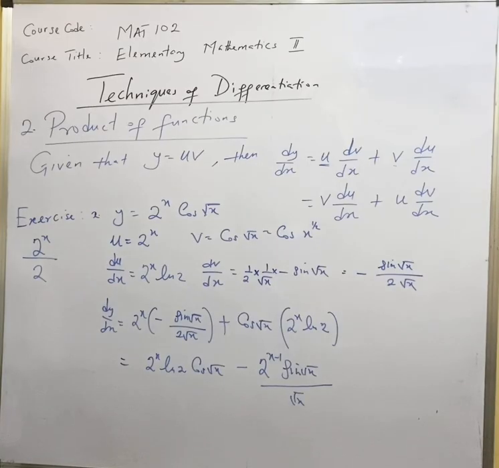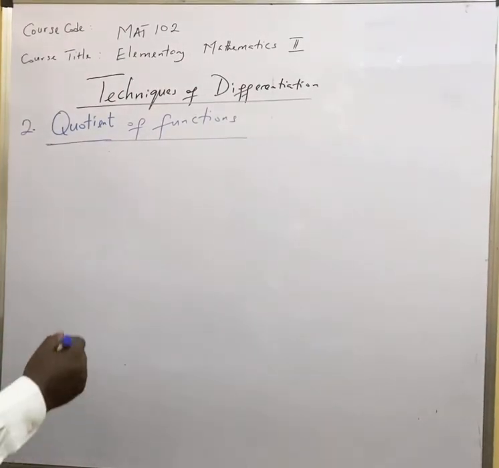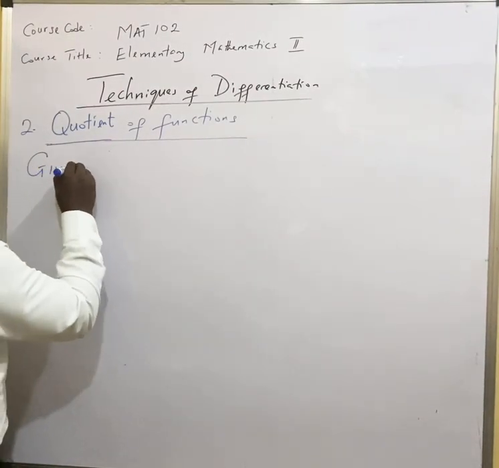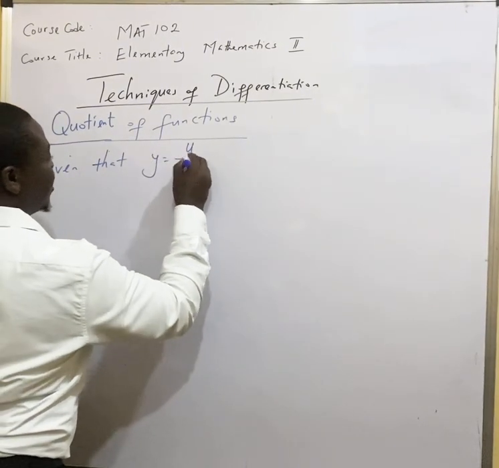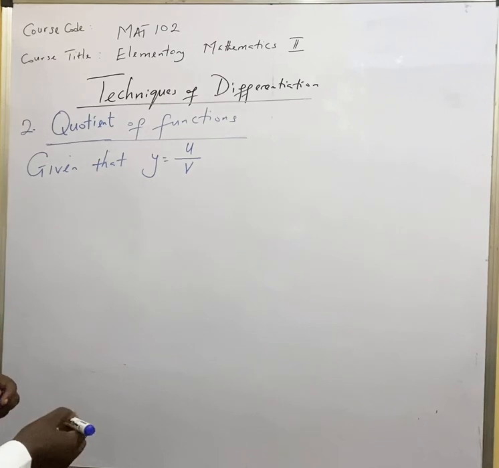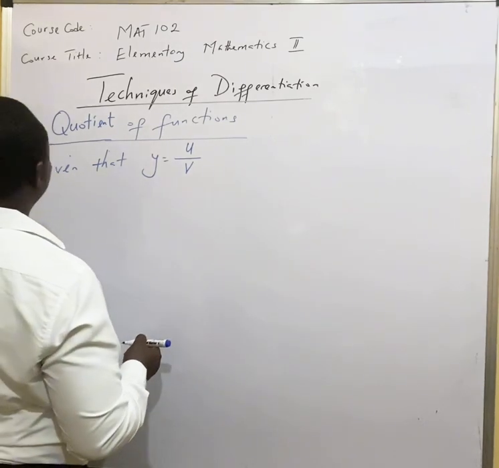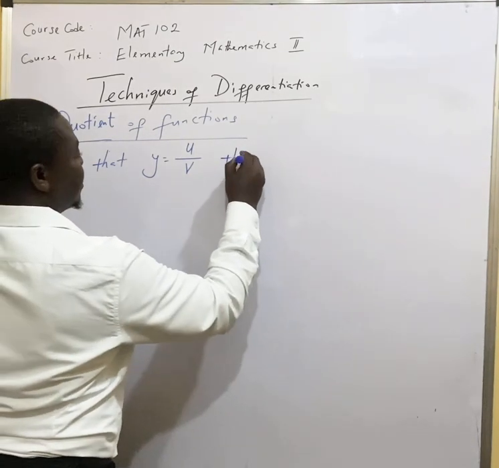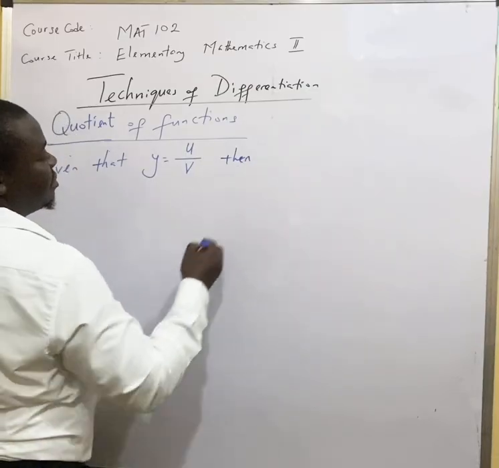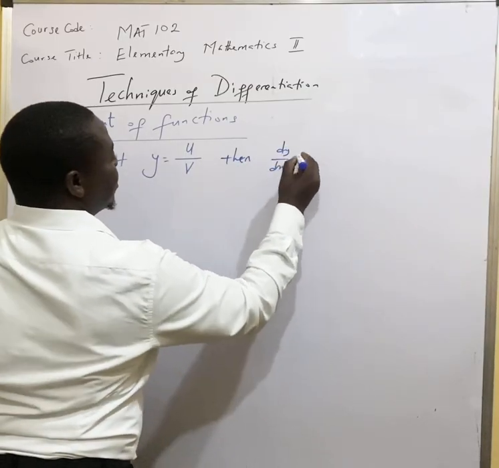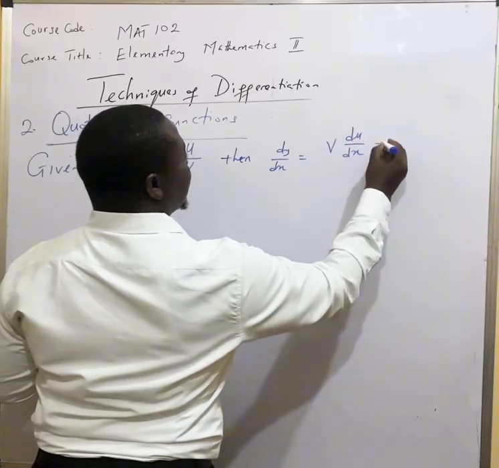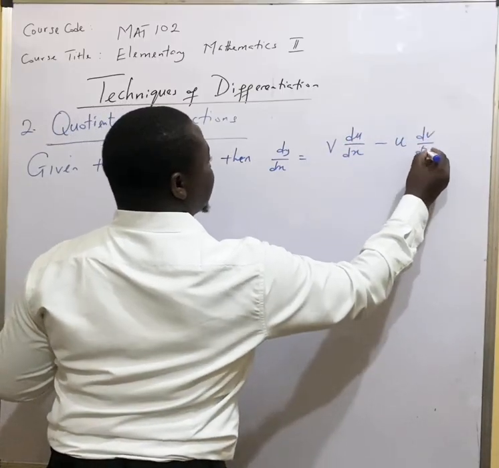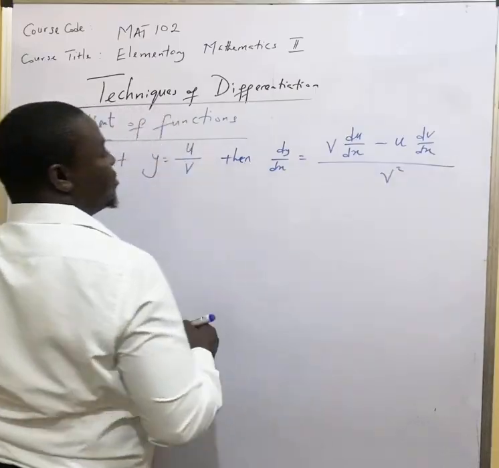Okay, that's fine. So now quotients of functions. Given that y is a function defined by u over v, where u and v are functions of x, then dy/dx is equal to v du/dx minus u dv/dx all over v squared.